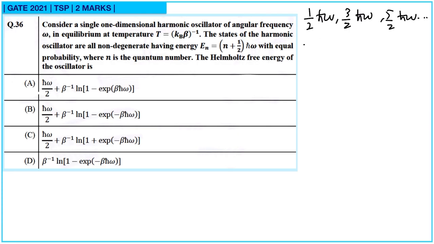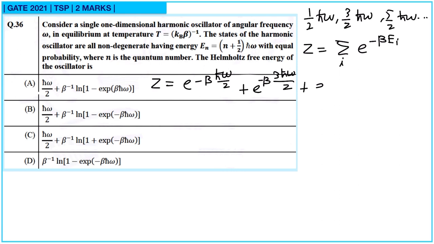These are the energies. Now partition function Z is equal to summation over i of e raised to minus beta Ei. So here it will be the summation of all these terms. Let me write it in that form. This will be e raised to minus beta h cut omega by 2, the next term is e raised to minus beta 3 h cut omega by 2, plus e raised to minus beta 5 h cut omega by 2, and so on.